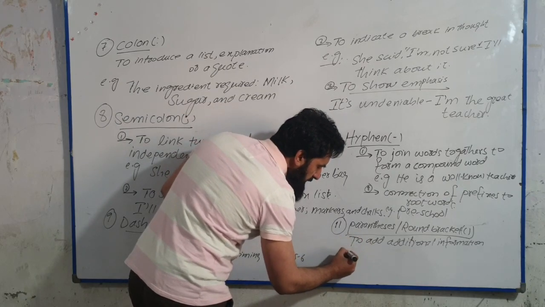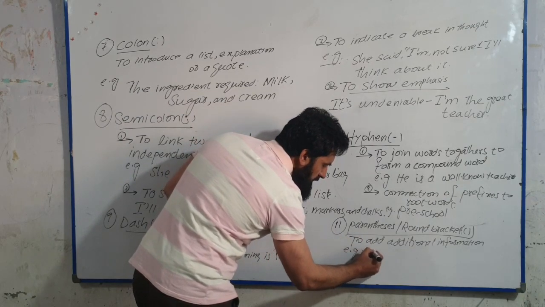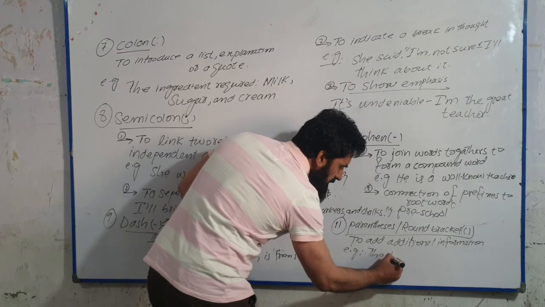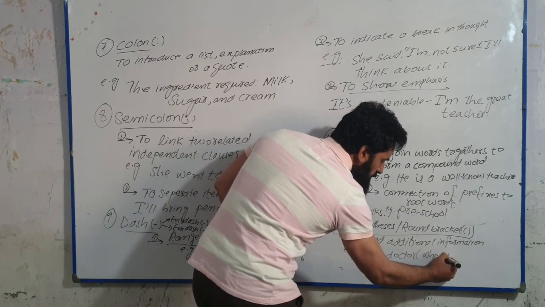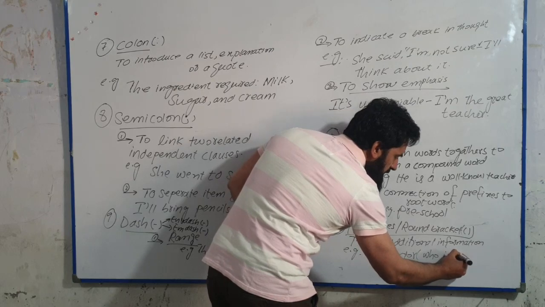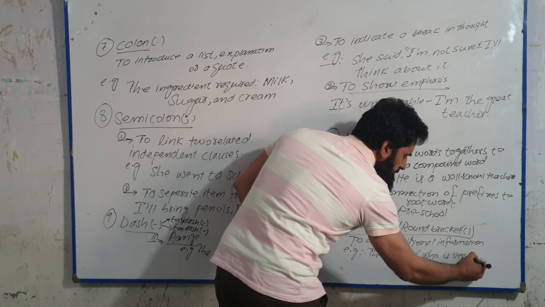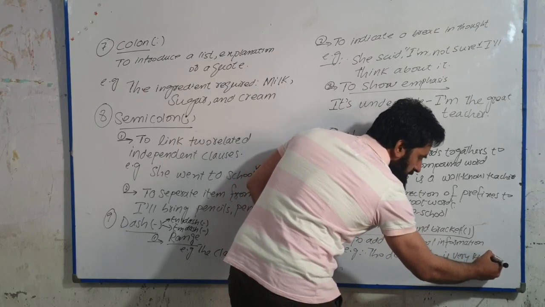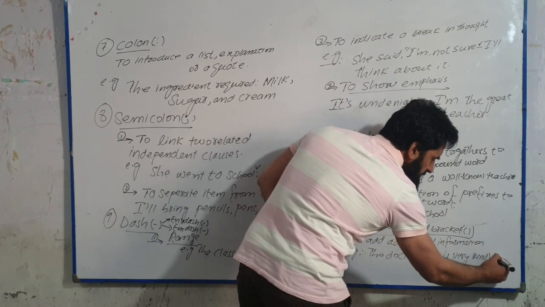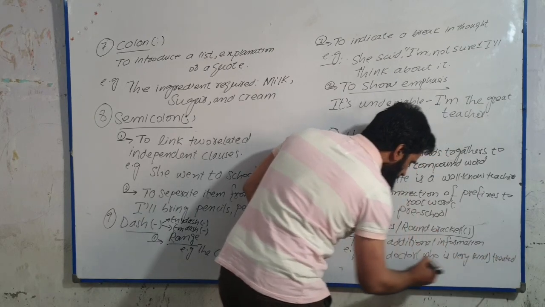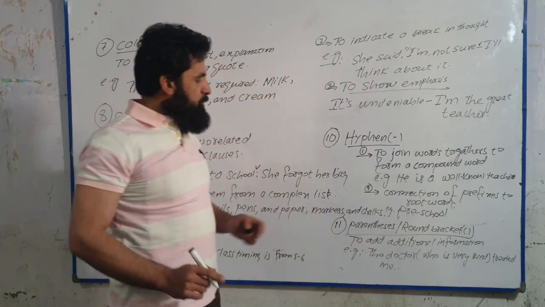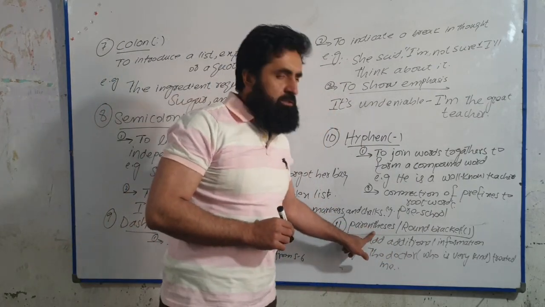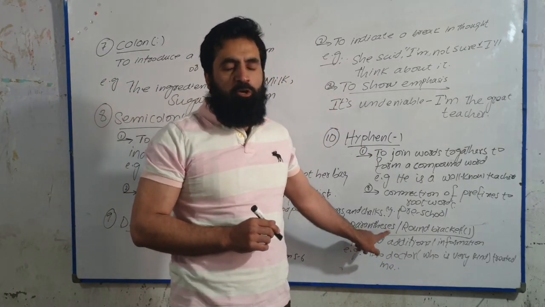So let me write an example for you. The doctor who is very kind. Now this is not needed. Who is very kind. This is extra information. Okay, who is very kind treated me. So in this way we use the 11th punctuation mark, that is your parenthesis.